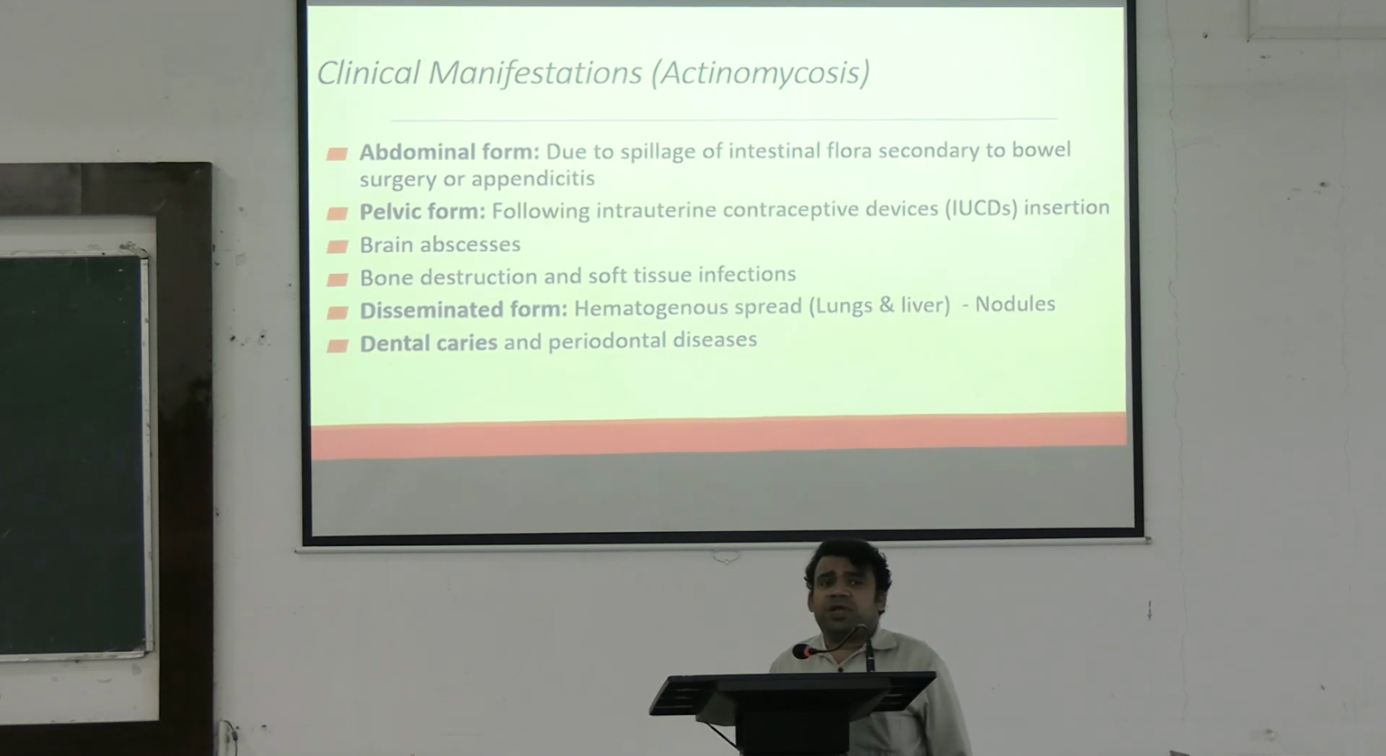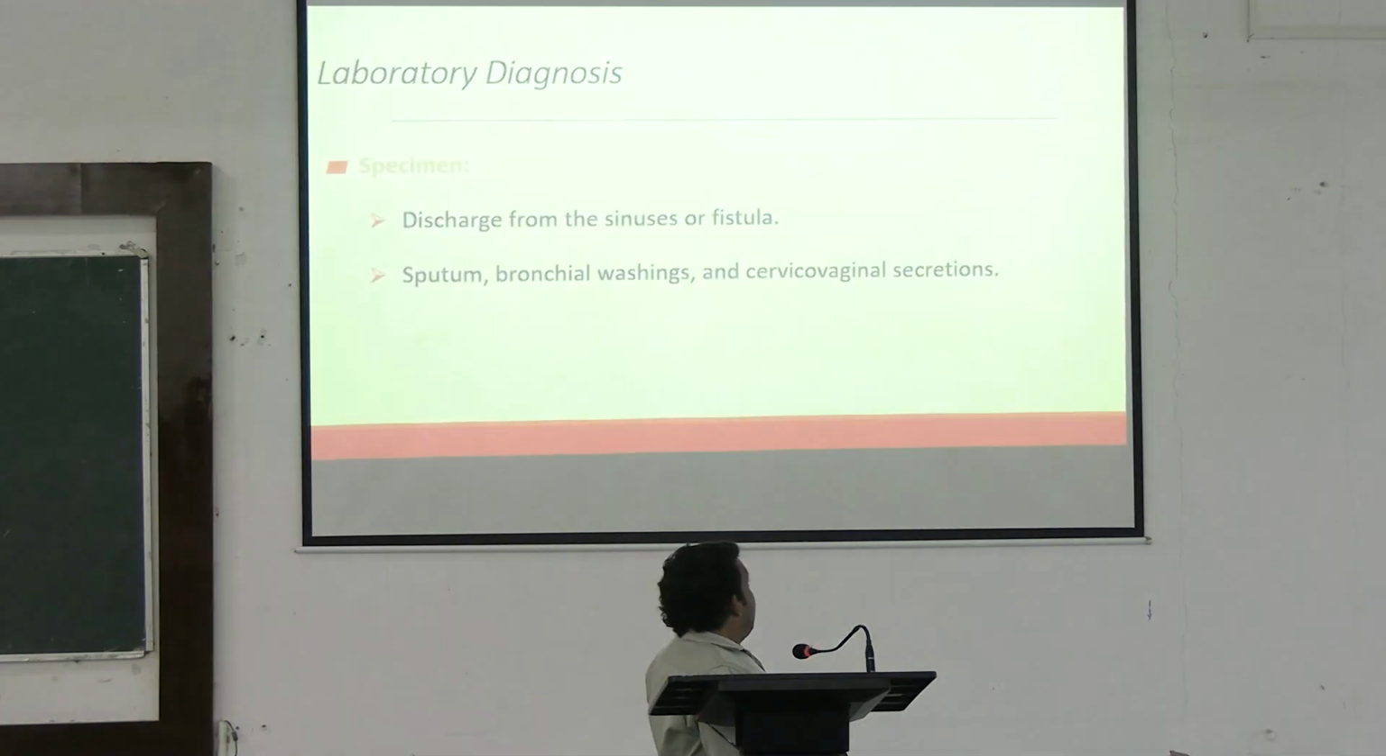Other types of presentation may include abdominal form, where this may lead to discharging sinus from the intestine into the abdominal wall, or pelvic form, especially associated with unhygienic practices like illegal abortions or faulty placements of intrauterine contraceptive devices, which may lead to uterine and pelvic abscesses. Sometimes it may also disseminate, leading to brain abscess and disseminated infections in the rest of the body.